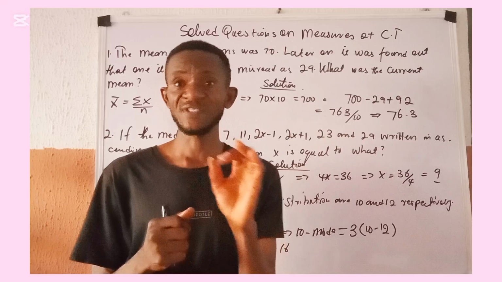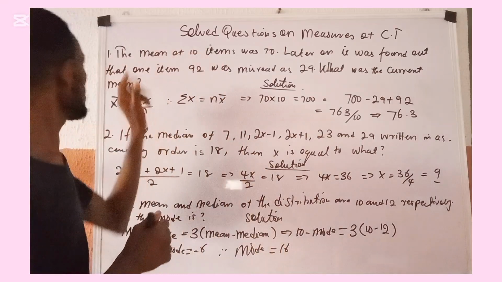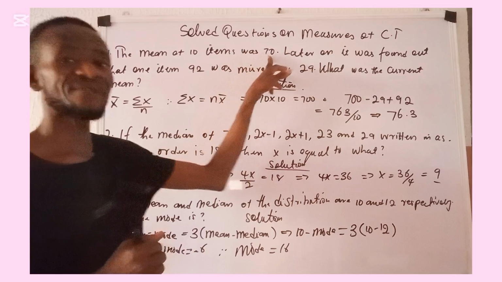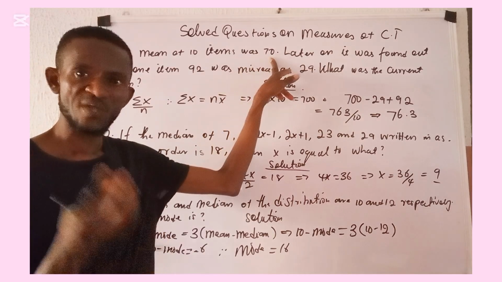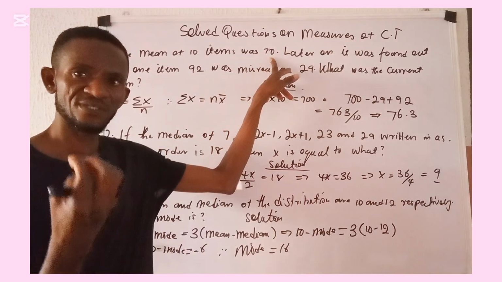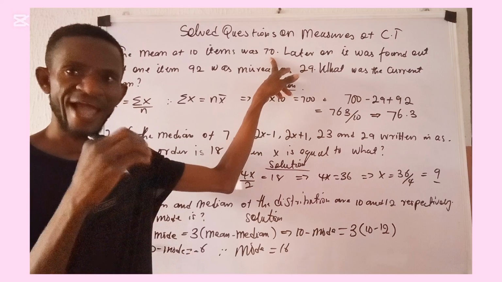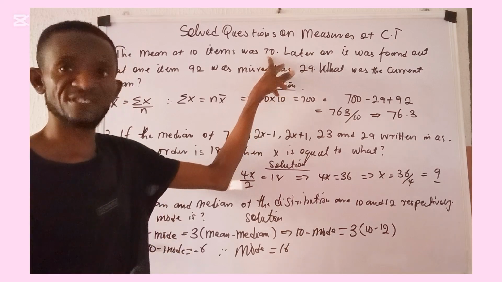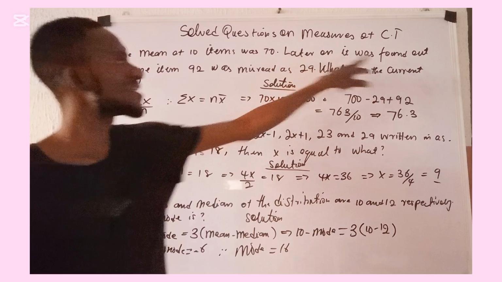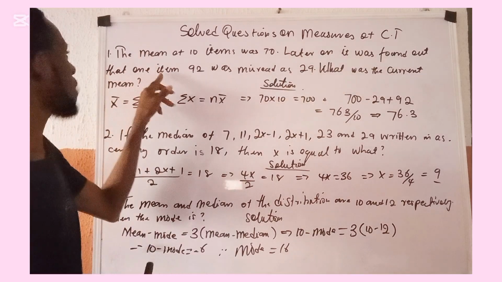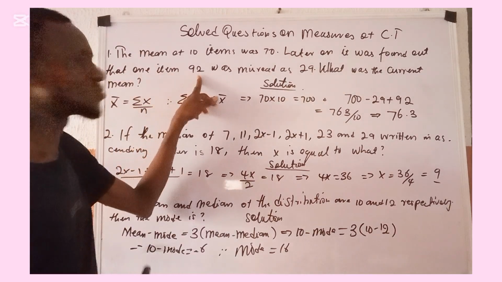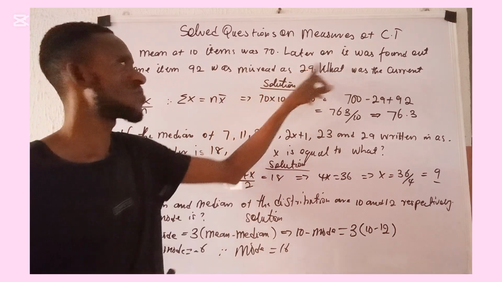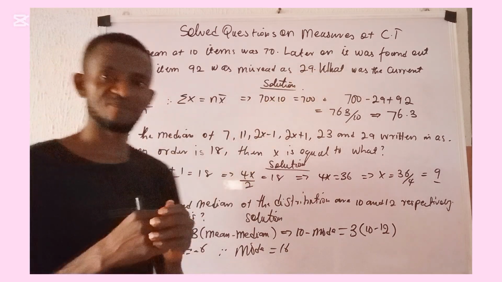The first question says, and I read, the mean of 10 items was 70. When 10 items were brought together and the mean was computed, it was found to be 70. Later on, it was found out that one item, 92, was misread as 29. What is the current mean?